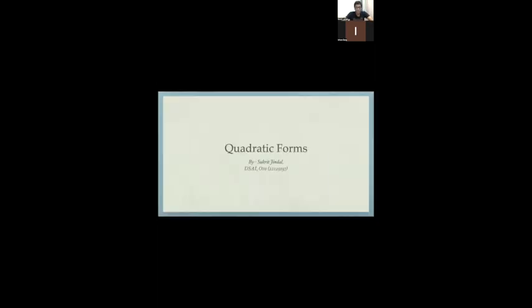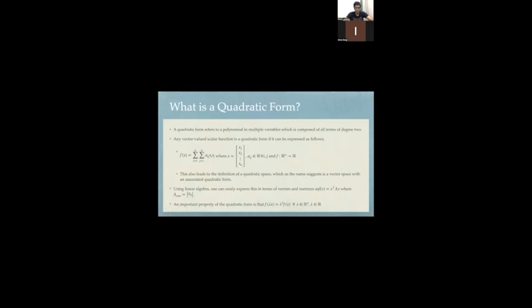So, yes, what exactly is a quadratic form? A quadratic form refers to a polynomial in multiple variables which is composed of all terms of degree 2. In essence, it is a homogeneous polynomial, which are polynomials whose terms all have the same degree, of degree 2. It is a homogeneous polynomial of degree 2.